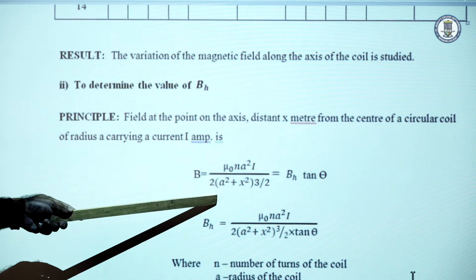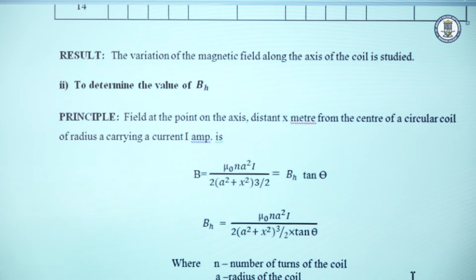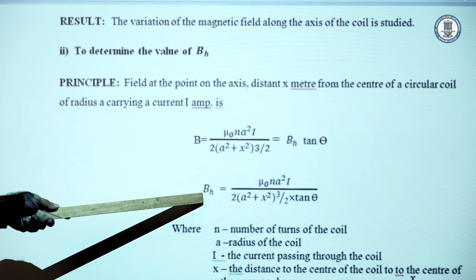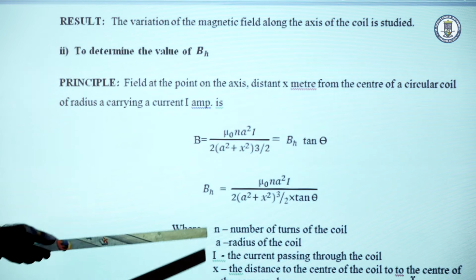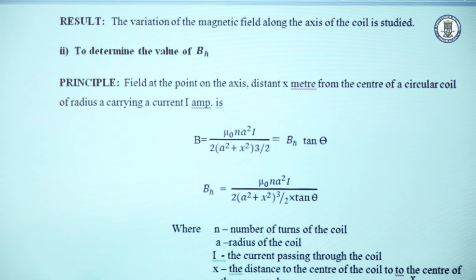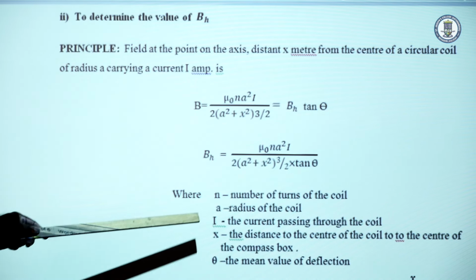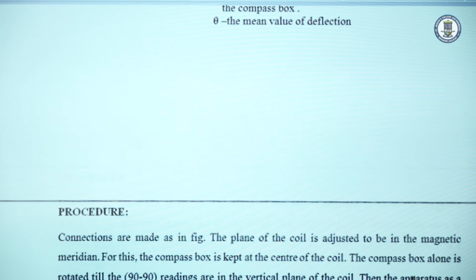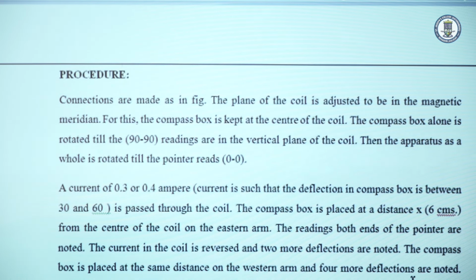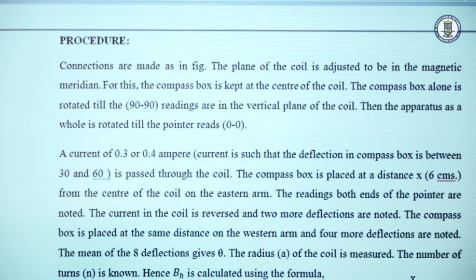So that is the value of B, but this B is equal to BH tan theta. Now from that we can calculate the value of BH. BH is equal to mu 0 n a square I divided by 2 times (a square plus x square) raised to 3 by 2 tan theta, where n is the number of turns of the coil. We are using a coil having 20 or 30 turns. Then, knowing the values here, to proceed, we are adjusting the circular coil.